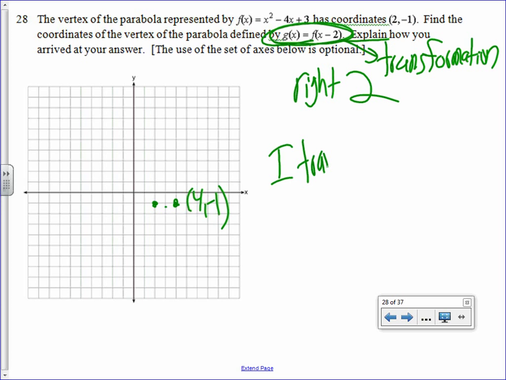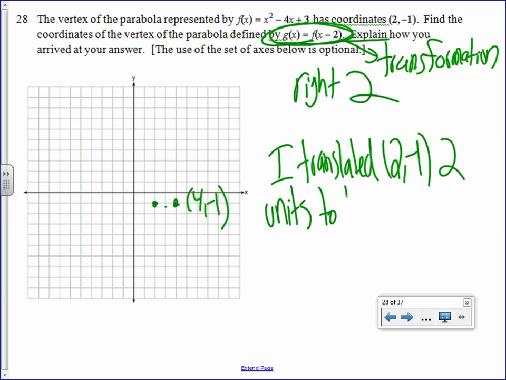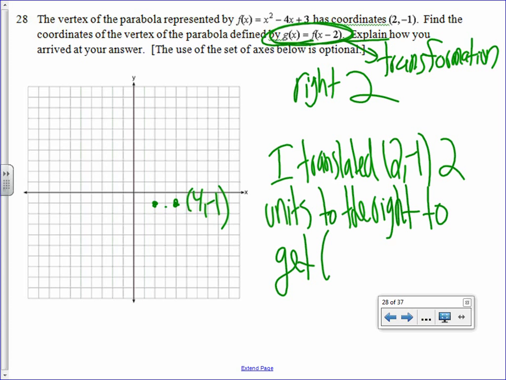I translated 2, -1, 2 units to the right to get 4, -1.